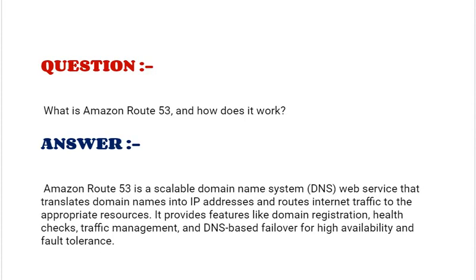Our next interview question is, what is Amazon Route 53 and how does it work? Your answer should be Amazon Route 53 is a scalable domain name system DNS web service that translates domain names into IP addresses and routes internet traffic to the appropriate resources. It provides features like domain registration, health checks, traffic management, and DNS-based failover for high availability and fault tolerance.